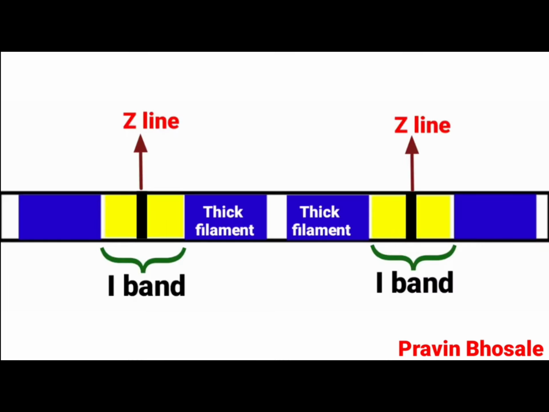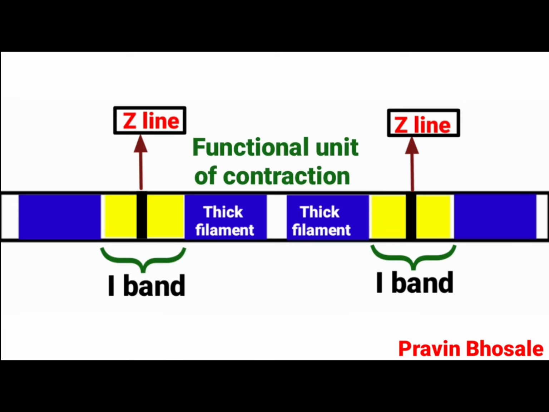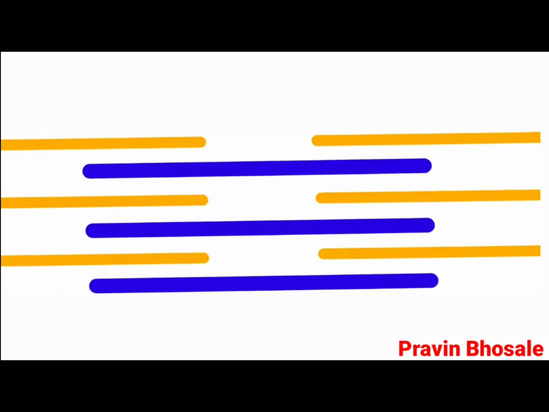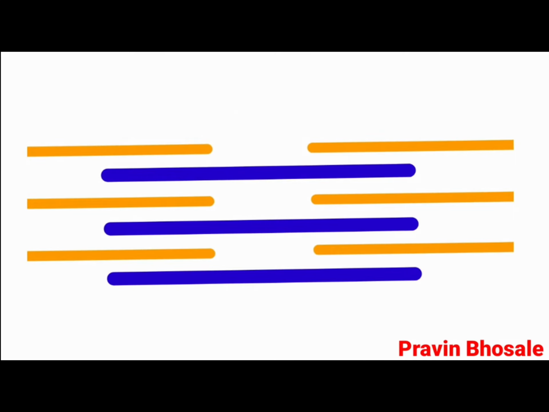The portion of the myofibril between two successive Z-lines is considered the functional unit of contraction and is called sarcomere. So the region between two Z-lines is called sarcomere. Now let's study actin and myosin.